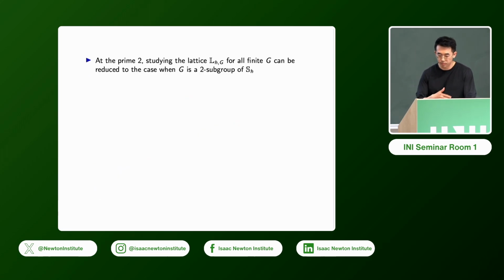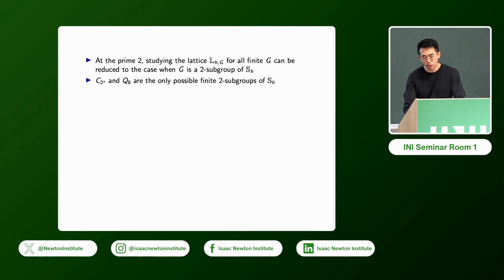So I want to show you how this works for our theorem. But first of all, I want to specialize to some groups. At the prime 2, if I want to study the periodicity lattice LHG for all finite G, this can be reduced to the case when G is a 2-subgroup of SH. And by the classification of the finite 2-subgroups of SH, I only get two kinds of groups: the cyclic group C2n and Q8. They're the only possible finite 2-subgroups of SH. So our focus will be to study the periodicity lattice for C2n and Q8.